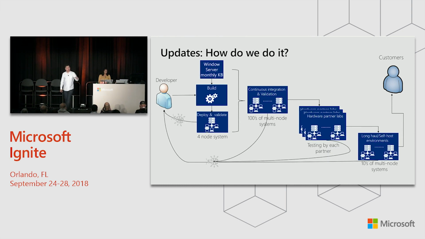The core point I'm trying to make here is that there is a ton of validation that goes in before the code actually hits you, right? So just to give you an idea, our budget last year for hardware was about $30 million.